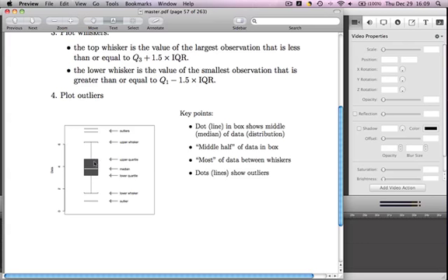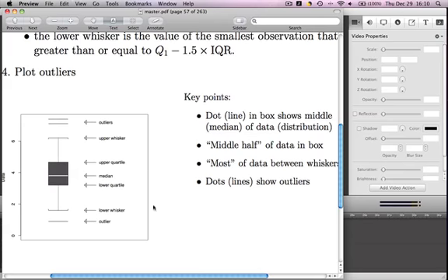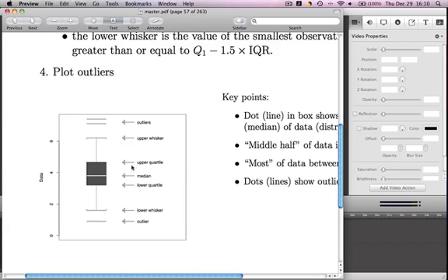The three parts are a box in the middle with a line through it. Then there are lines that extend from the box to what's called a whisker. That's the second part. The third part are outliers that lie beyond the whiskers. The box shows the quartiles. So the top of the box shows the third quartile.